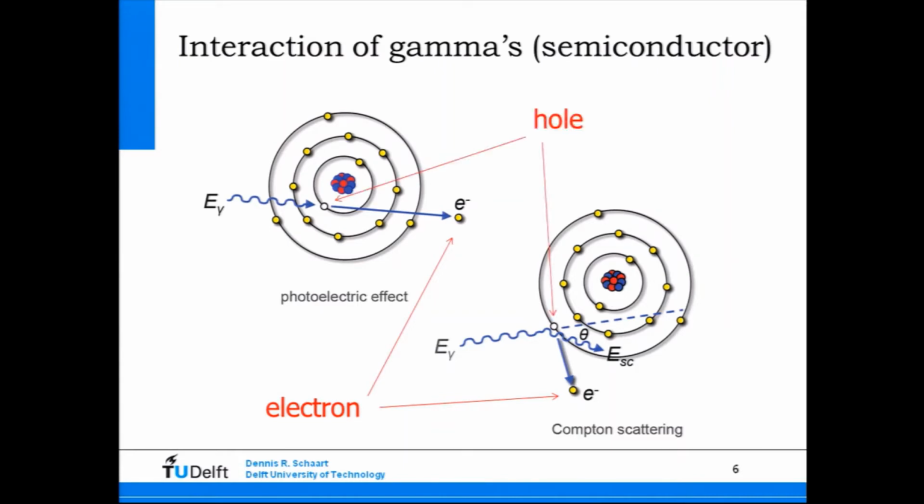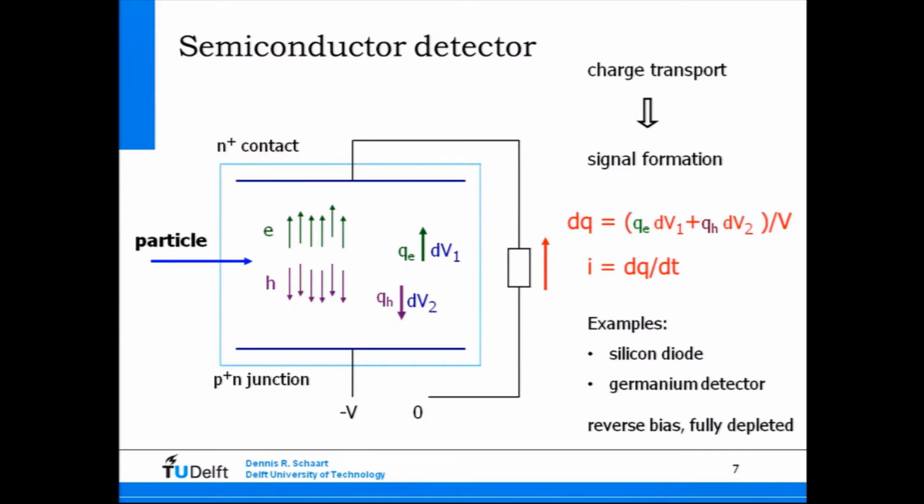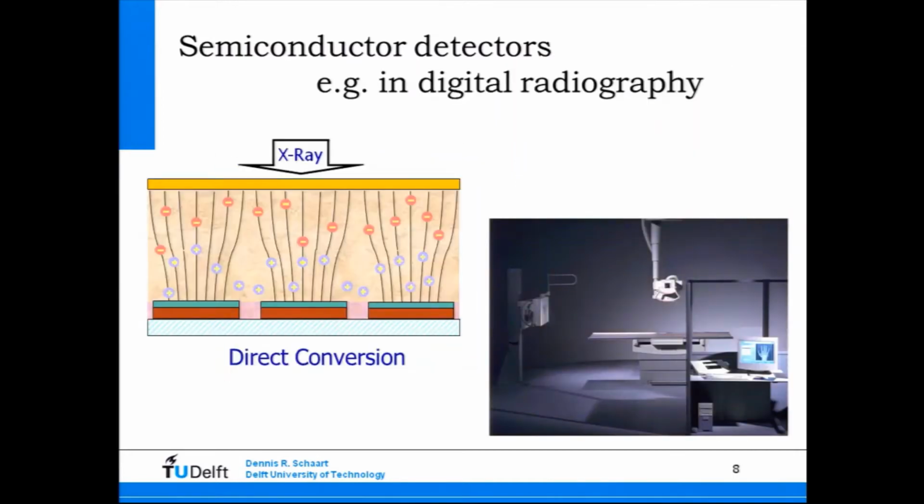And we speak of holes. That's, let's say, the empty spaces where an electron used to be. Now, if I have a piece of semiconductor and I reverse bias it using a voltage source, then I will have the electrons moving in one direction and the holes moving in the other direction. So it's more or less the same principle, but now in a solid material. And again, I have a signal.